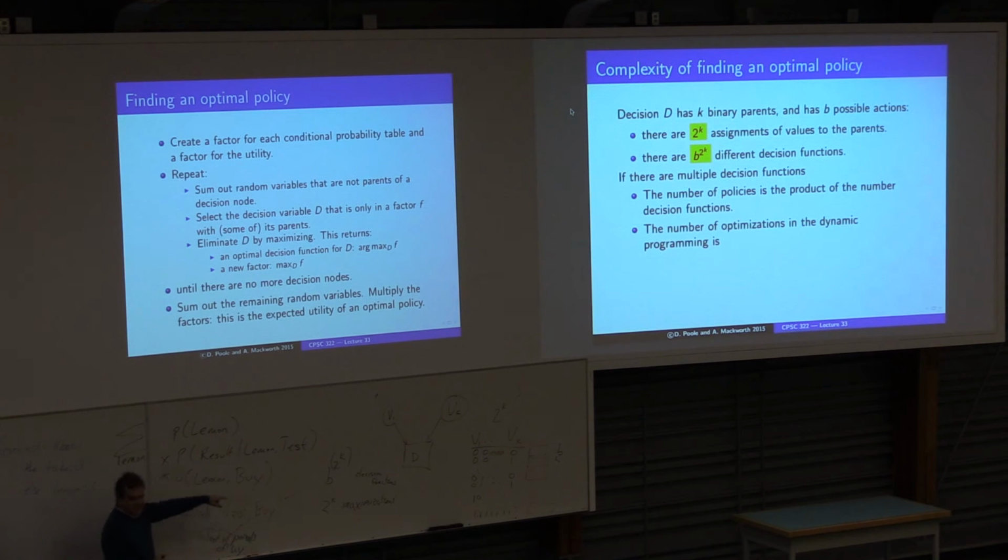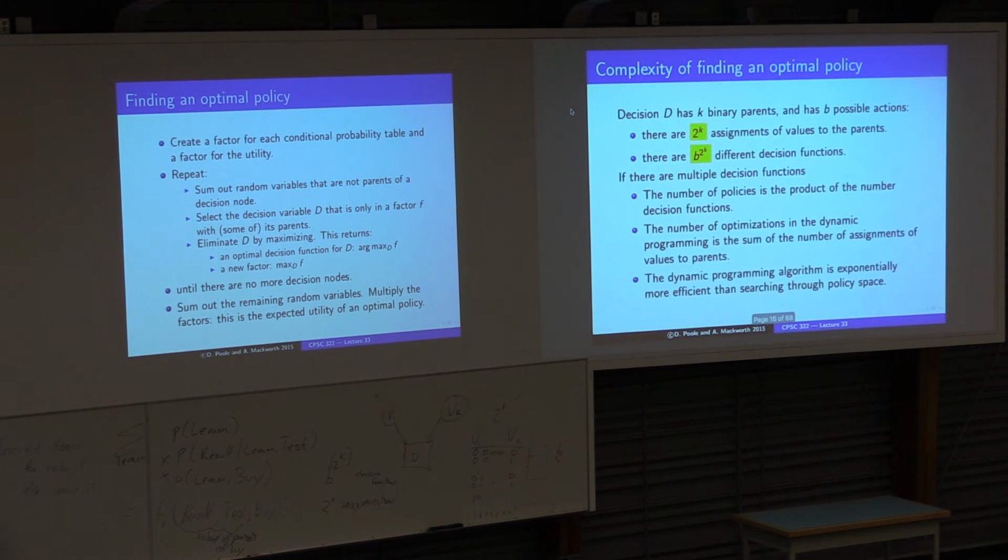So this algorithm is exponentially faster than enumerating all of the policies and trying to evaluate them all. We end up with a much less complex algorithm than you would if you tried to maximize all these values. It's the sum of this number of assignments of the values to the parents, which is just 2 to the k. So we're exponentially more efficient than searching through the space of decision functions.